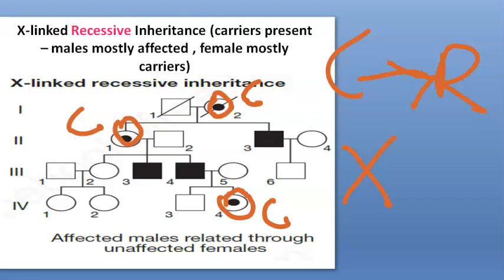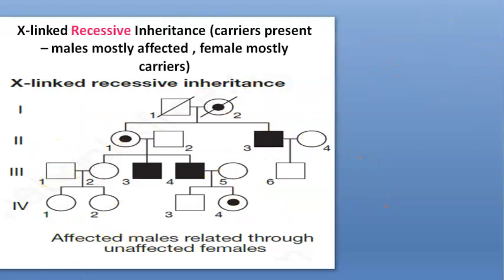Now, how do you know it is X or Y? Obviously, because males are affected, it is X-linked. They have only one copy, and the females are carriers. So that gives you a clue. So you have the examples of the diseases.